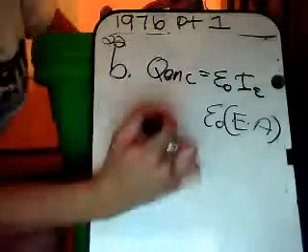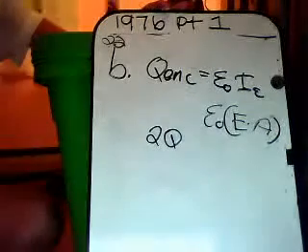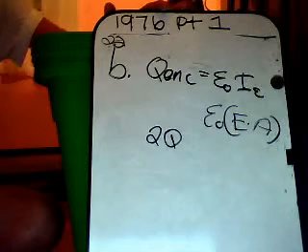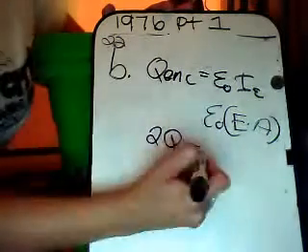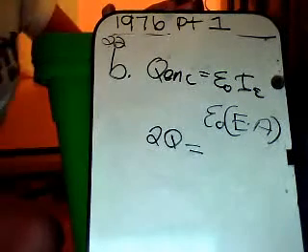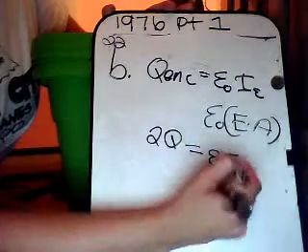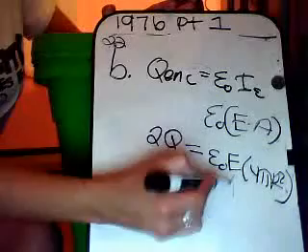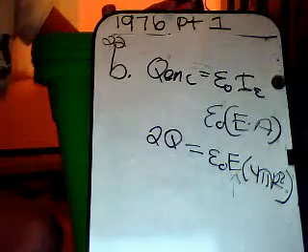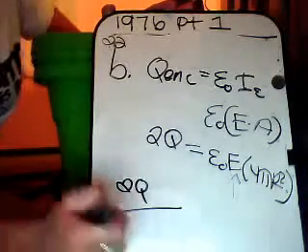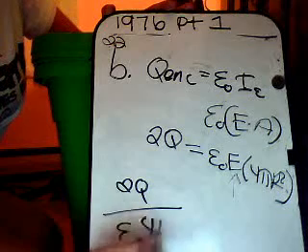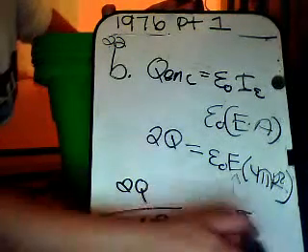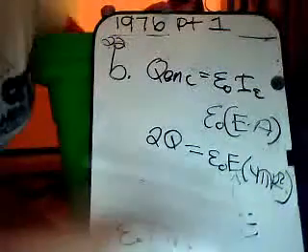and your Q is 2Q because the sphere has a charge of positive 2Q, so it's 2Q equals epsilon naught times E times 4 pi r squared, and you have to rearrange for E, so that becomes 2Q over epsilon naught times 4 pi r squared equals E. Okay, that's B.